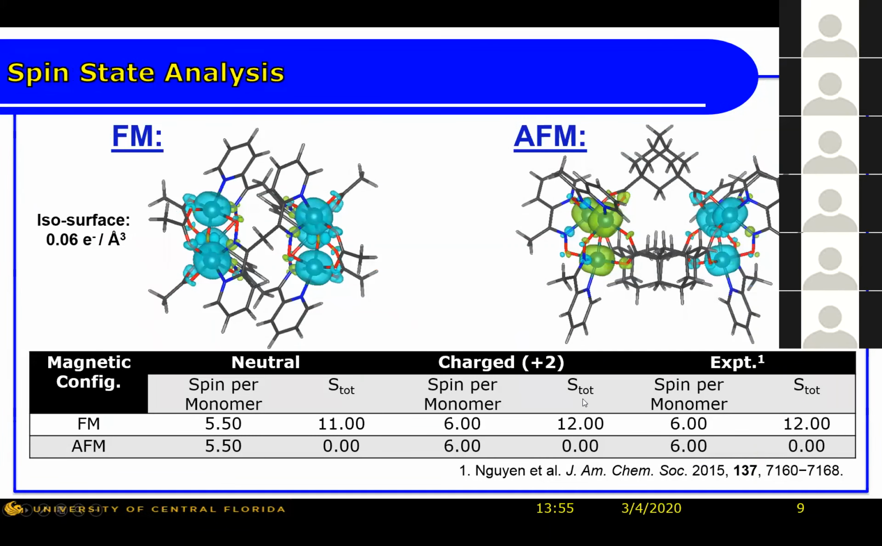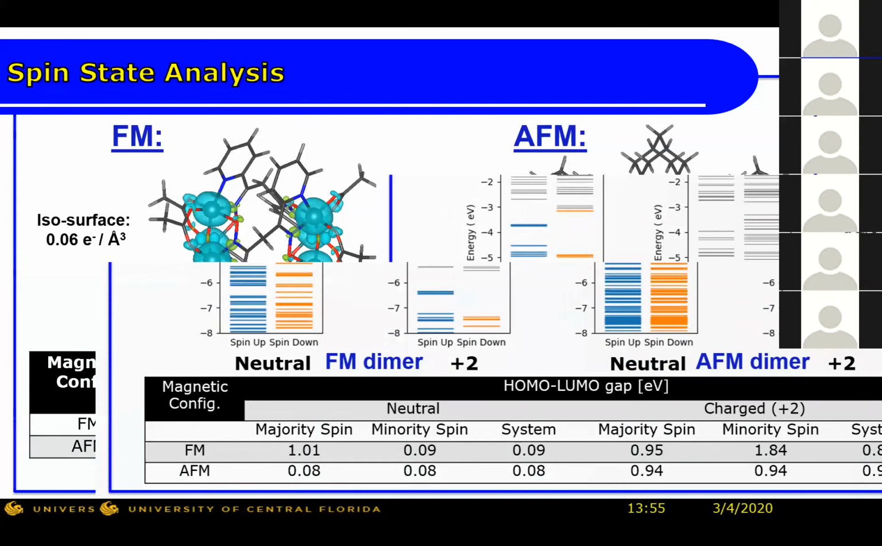And we were very relieved to find that in experiments, these molecules actually are charged. They have a charge of +2, and so when we did put +2 in our system, we got the results that we expected, which is that we got a total spin of 12 for the ferromagnet, and that of 0 for the antiferromagnet. So that was nice.